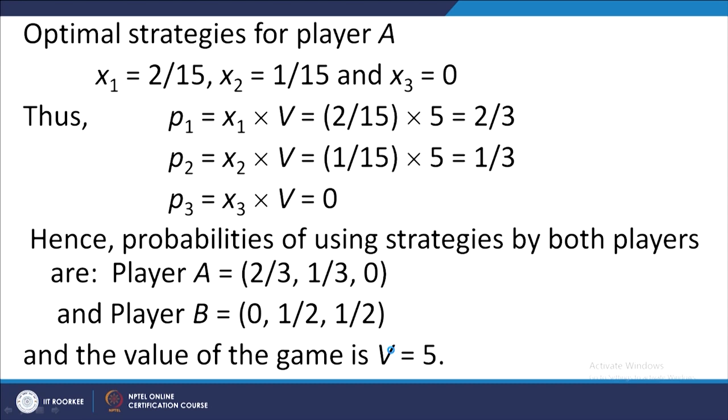Hence, the probabilities of using the strategies by both the players are as follows. Player A has the strategies 2 by 3, 1 by 3 and 0, and player B has the strategies 0, 1 by 2 and 1 by 2, and the value of the game is equal to 5.